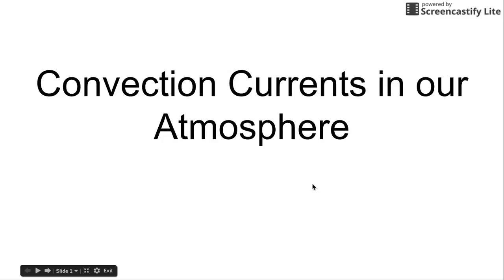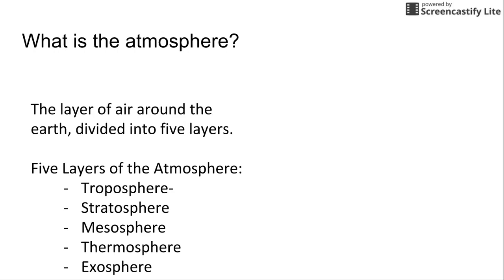Hey, grade. So today we're gonna talk about convection currents in our atmosphere. And first, we're gonna start talking about what is the atmosphere. It's the layer of air around the Earth, and it's divided into 5 different layers. And those layers are the troposphere, the stratosphere, the mesosphere, the thermosphere, and the exosphere.